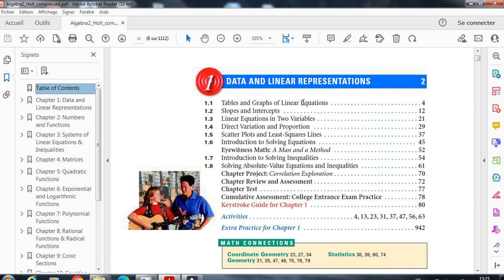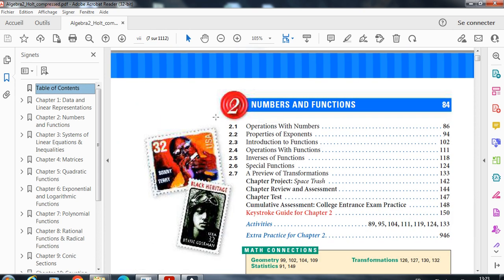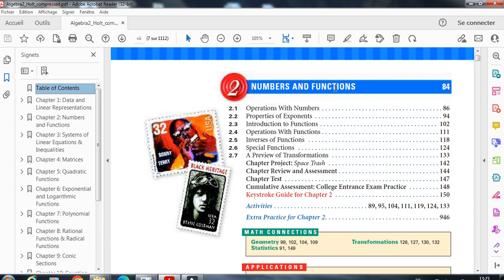Tables and graphs of linear equations, slopes and intercepts, linear equations in two variables, direct variation and proportion, scatter plots and least squares lines, introduction to solving equations, introduction to solving inequalities, solving absolute value equations and inequalities. So this is the first chapter. Okay, now the second chapter, chapter number 2, we have numbers and functions.